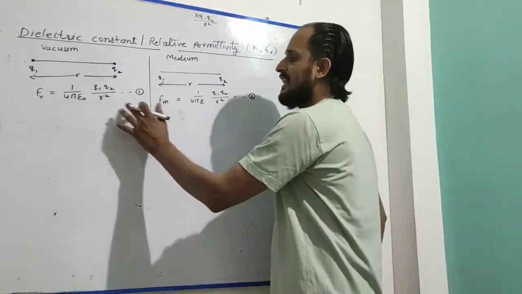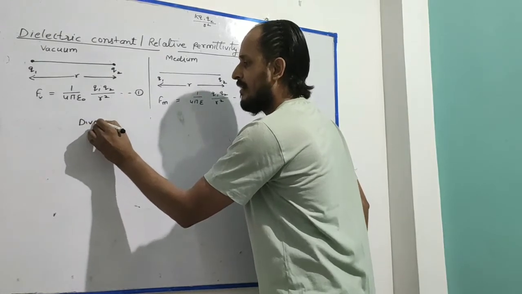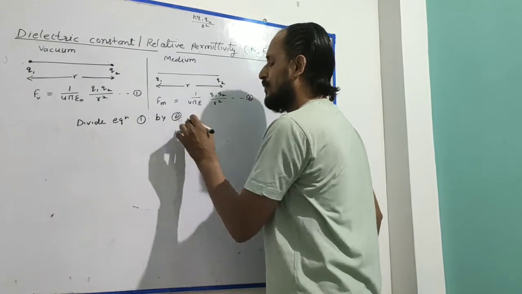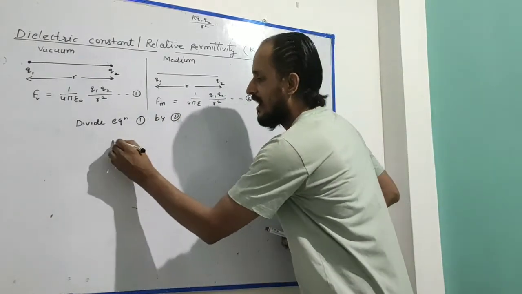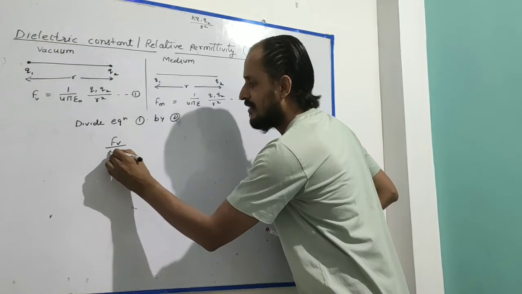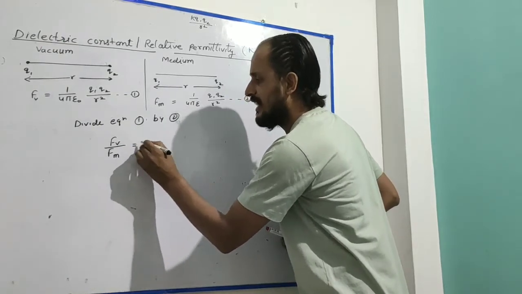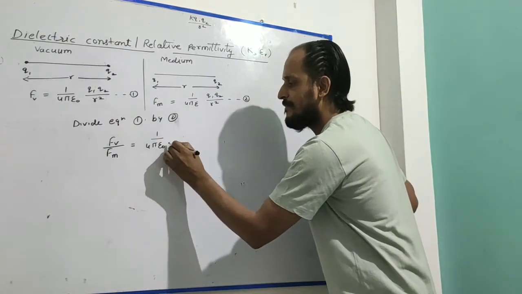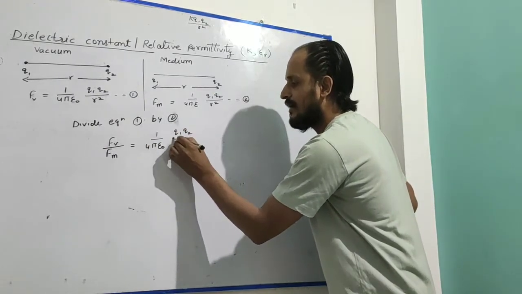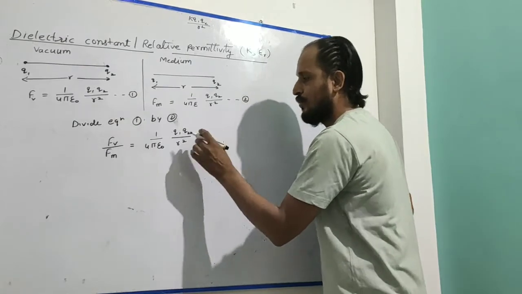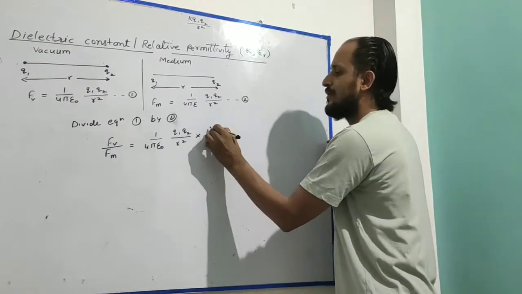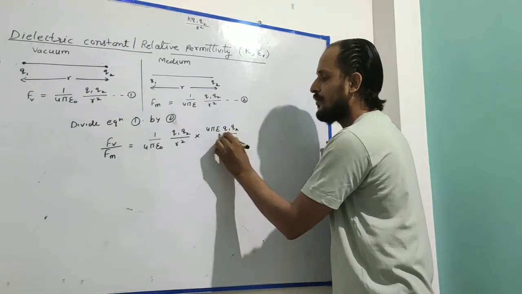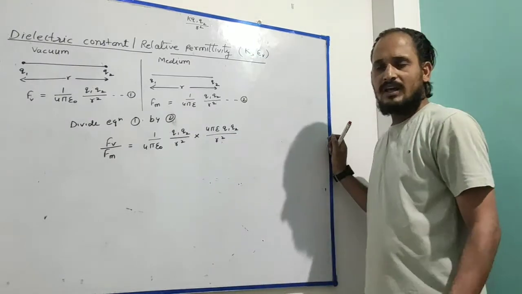So if you divide equation 1 by 2, what will you get? Fv upon Fm is equal to 1 upon 4 pi epsilon naught, q1 q2 upon r square, into, as we are dividing, so it becomes reciprocal, 4 pi epsilon upon q1 q2 upon r square.